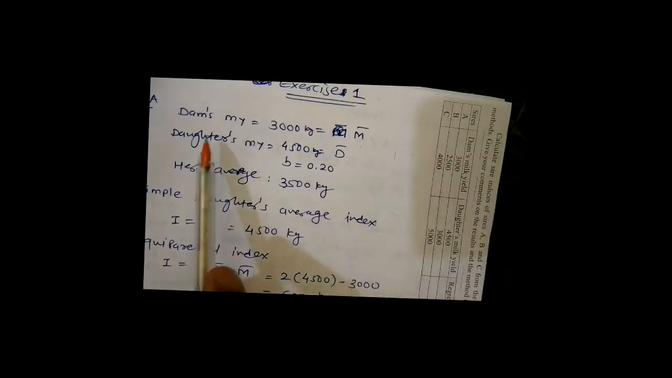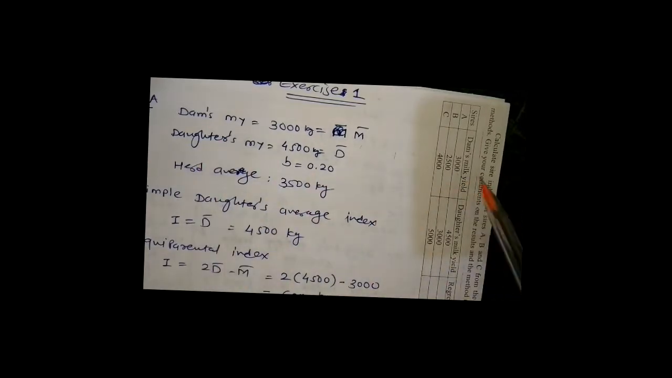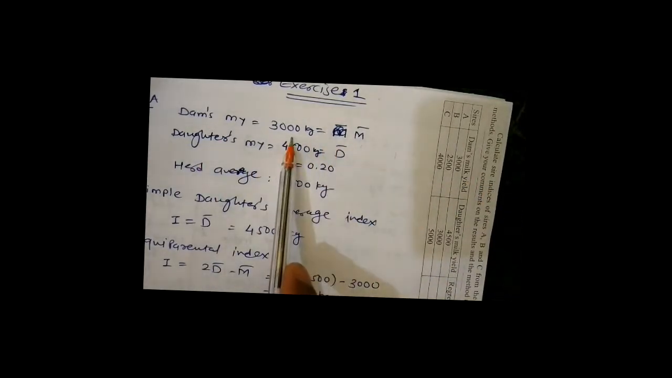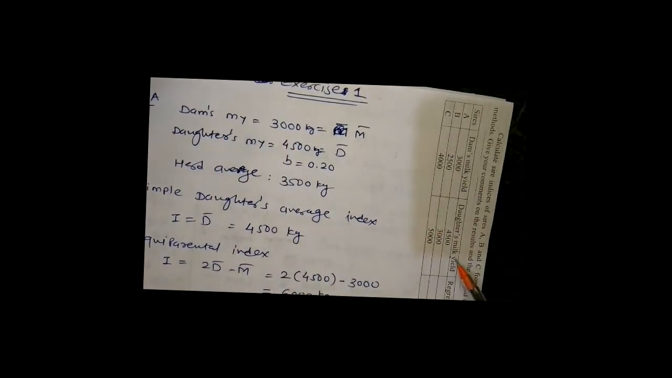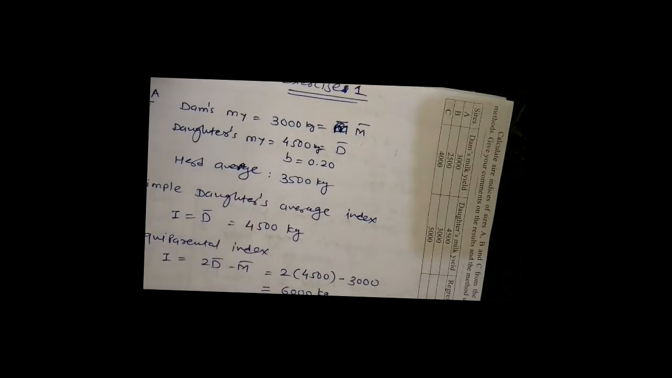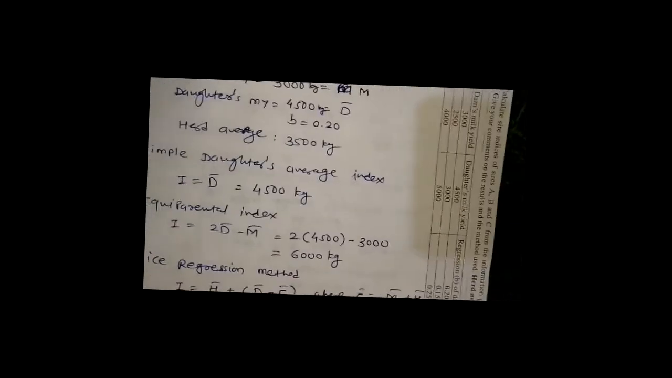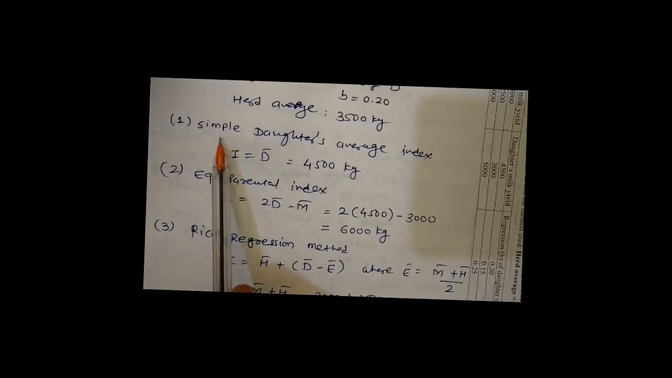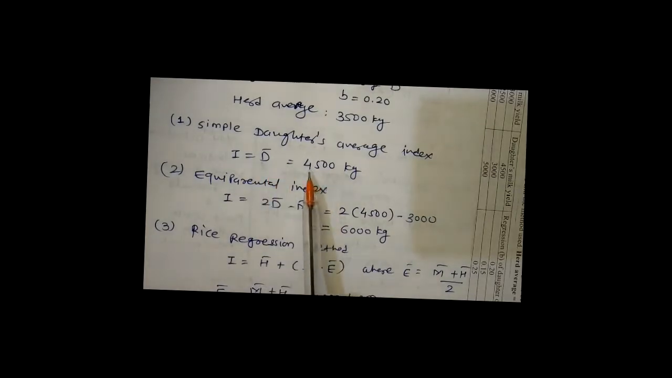Dam's average is 3000 liters, so m bar is equal to 3000 liters. Then daughter's milk yield is 4500, that is d bar. The regression b is equal to 0.20, and the herd average is also available, it is 3500. So our first index, the simple daughter average index, I is equal to d bar. Here d bar is 4500, so our index value is 4500 kg.